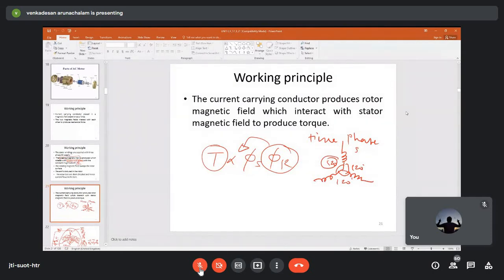In the rotor we already have conductors, and there we have the closed path. Because of Faraday's laws of electromagnetic induction, we get EMF in the conductor. Because of that, we get current in the conductor. So we get that condition: a current carrying conductor placed in a magnetic field. The conductor experiences a force. That is what we have seen in the last class.